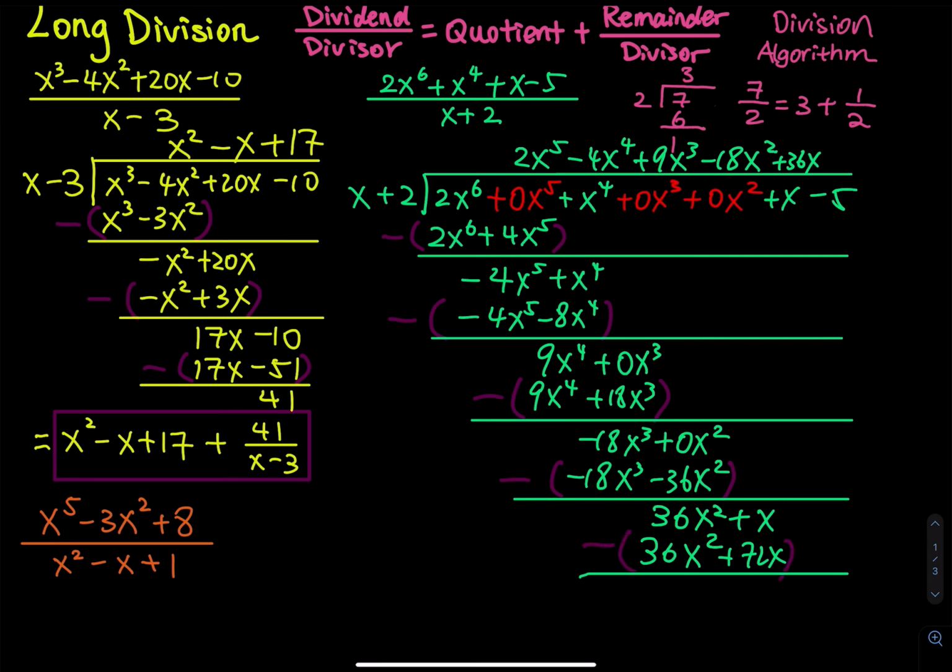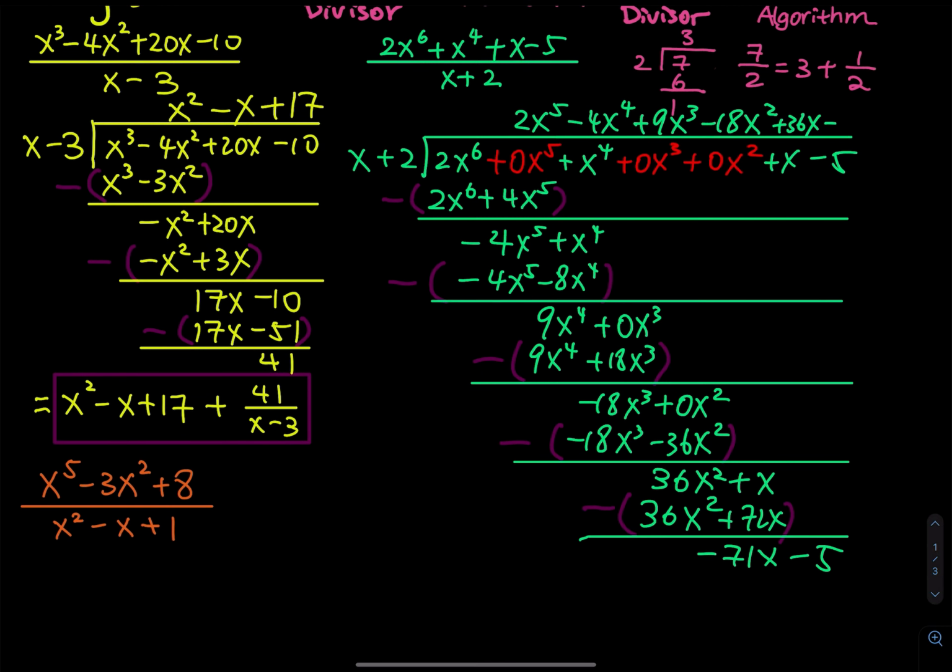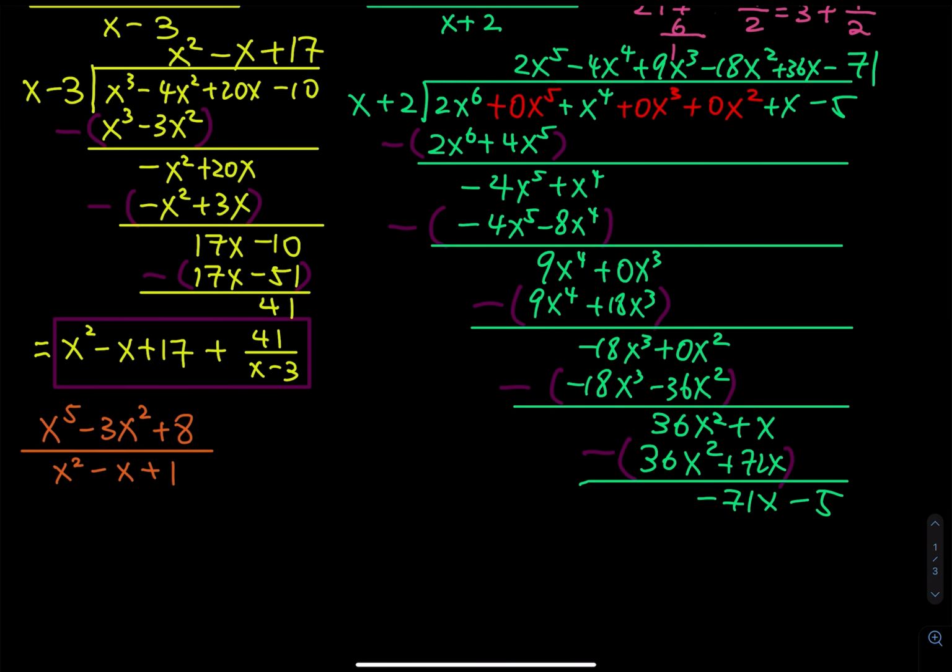1 minus 72 is negative 71, so you have a negative 71x. Pull the last term down, 5. And then the last term must be minus 71, so you have a minus 71x. Minus 71 times 2, that will be minus 142. And then you subtract this. Negative 5 plus 142, that is 137, right? So the remainder is 137.